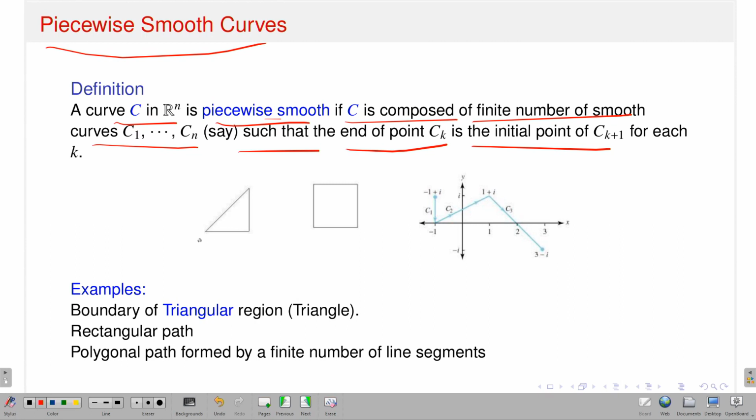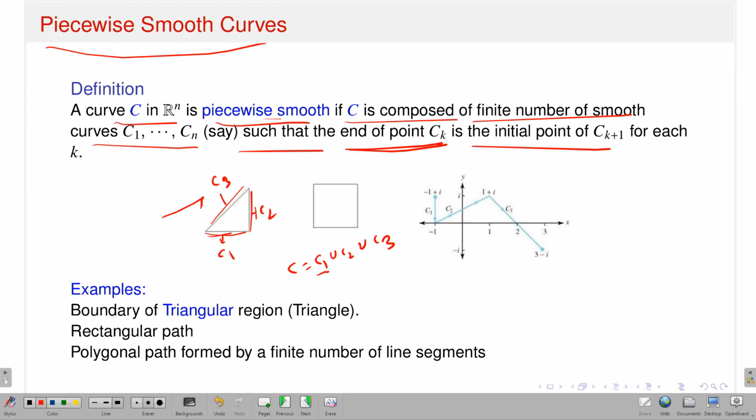For example, look at this example first. Suppose this is my C1, this is my C2 and this is my C3. So, C1 is this line, C2 is this line and C3 is this line. If I take C, which is C1 union C2 union C3, this is a piecewise smooth curve. Why? First of all, it is a combination of smooth curves. Each of C1, C2, C3 is smooth, because this is a straight line, this is a straight line, this is a straight line. And I have to join in such a way that the end point of C1 should be the beginning point of C2. That is exactly the case.